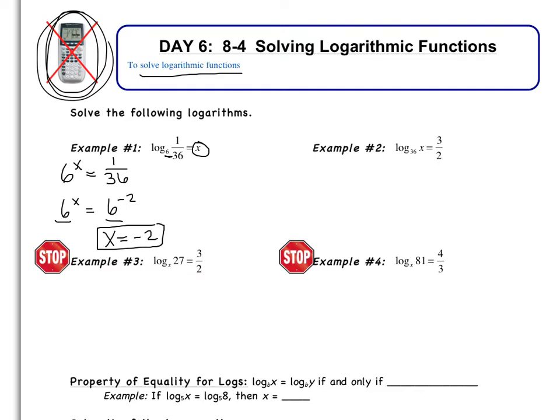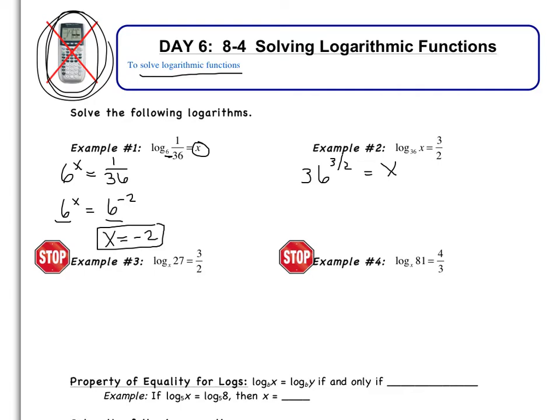So let's try example 2. Log base 36 of x equals 3 over 2. So again, we're going to start by putting in exponential form. 36 is our base. 3 over 2 is our exponent. The argument x goes by itself. Okay, now I'm going to notice x is already by itself. So all I have to do is simplify that left side of the equation. I'm going to rewrite that. Right now, it's in exponential form. I'm going to put it in radical form.